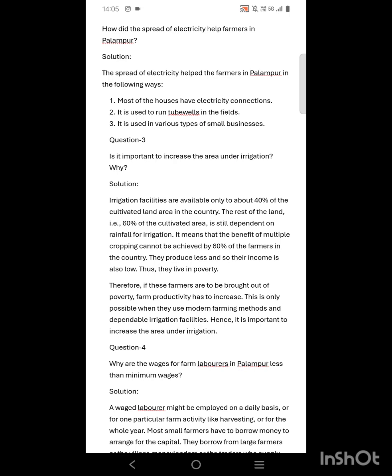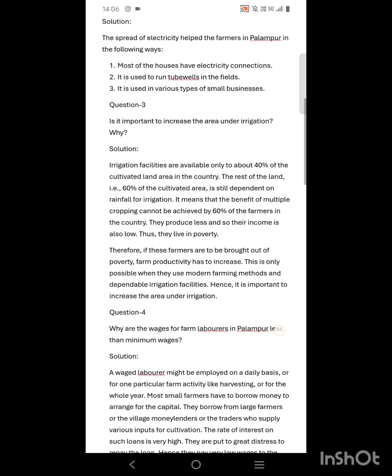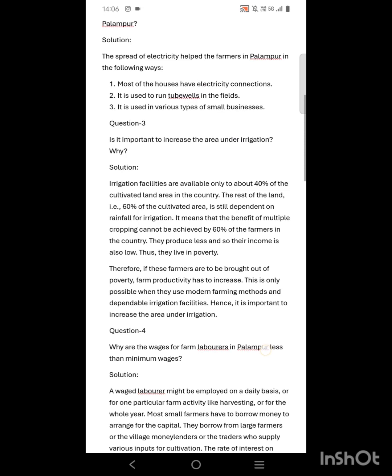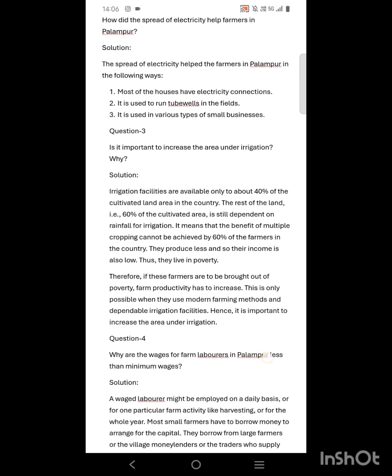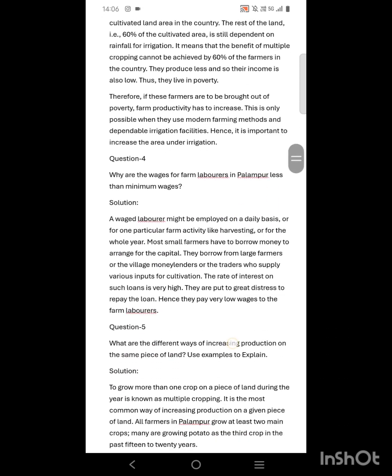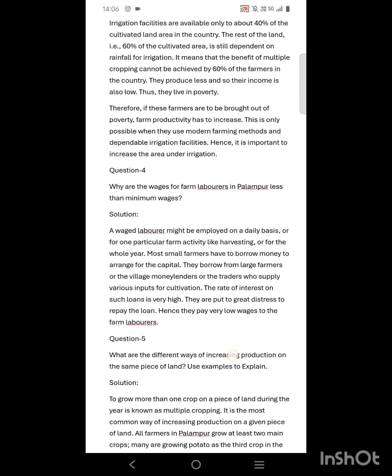Therefore, if these farmers are to be brought out of poverty and farm productivity has to increase, then we have to increase the irrigation. We have to increase the area under irrigation. This is only possible when the farmers use modern farming methods and depend on irrigation facilities. Hence, it is important to increase the area under irrigation rather than depending on the monsoon.